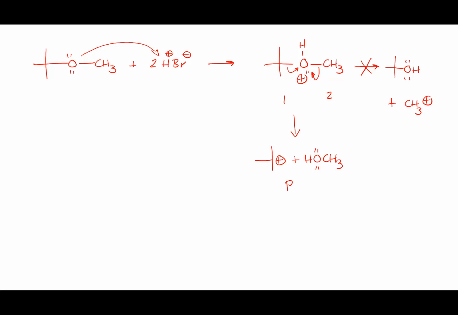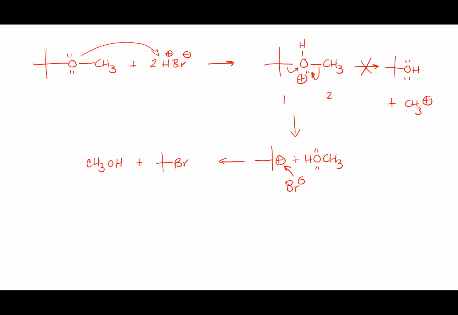So I'll add my first Br minus. And so when I add my first Br minus, I'm going to end up with the first product, which is tertiary butyl bromide. I still have my CH3OH as the first product.